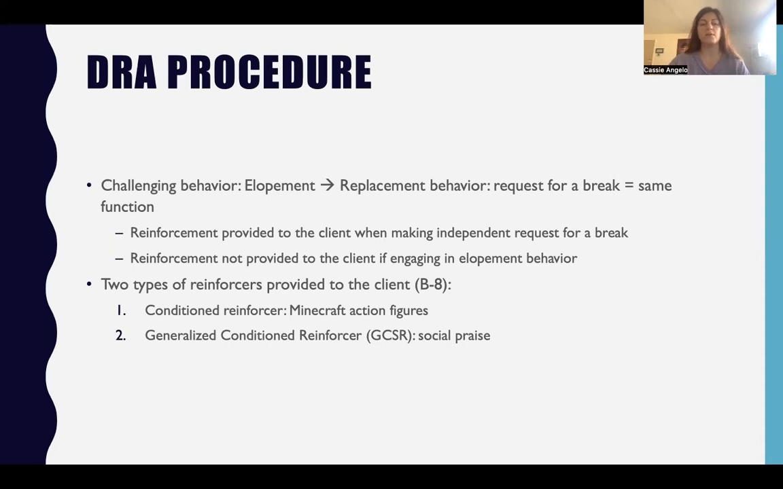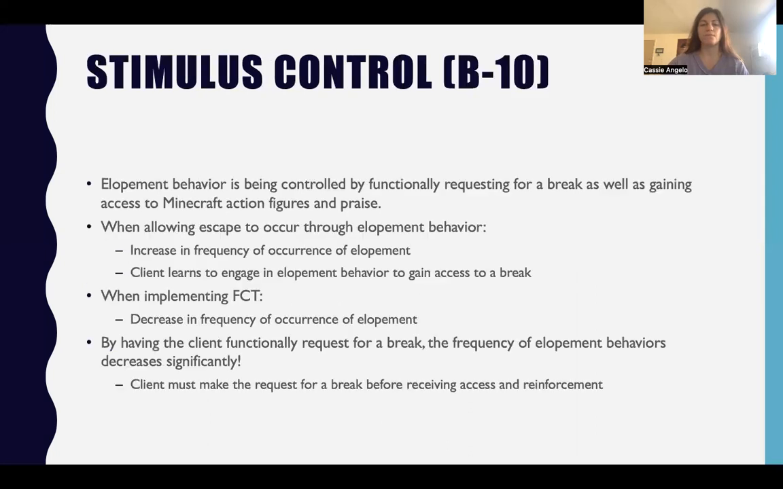So there's two types of reinforcers being provided to the client. There's conditioned reinforcement, which is the Minecraft action figures. And then there's also generalized conditioned reinforcers, which is the social praise. Stimulus control. So elopement behavior is being controlled by functionally requesting a break, as well as gaining access to Minecraft action figures and praise.